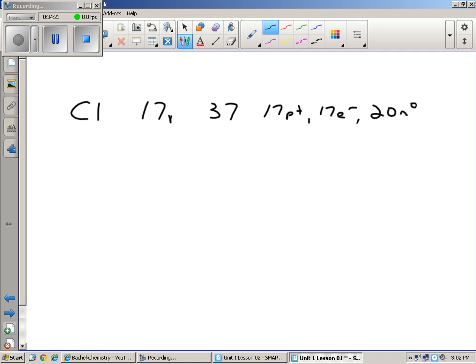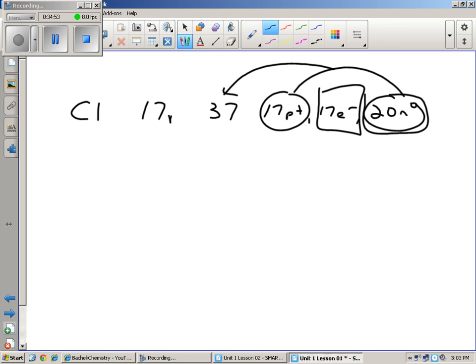Most chlorine has 18, 35, right? This one's a little different. So I might give you this number, and I might even give you this number here. And from that, you should be able to work your way backwards and figure out that, hey, if it's 17 electrons and it's neutral, it's got to have 17 protons. And if it's got 17 protons, that makes it chlorine. And by the way, this and this, those two linked up, will give you that number there, right?